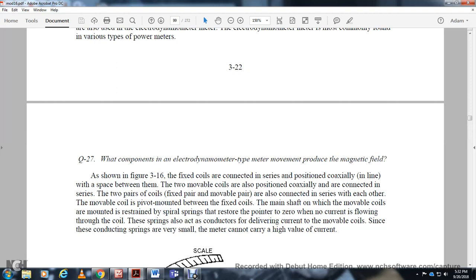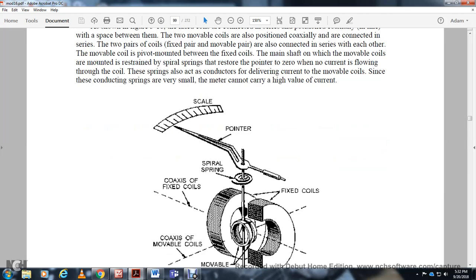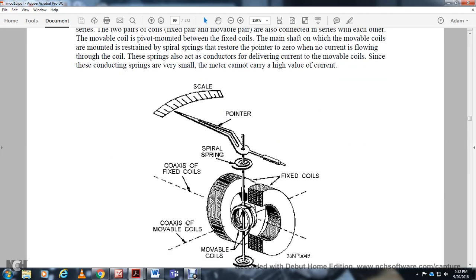The spiral springs restore the pointer to zero when no current is flowing through the coils. The springs also conduct current to the moving coils. These conduction springs are very small, so the meter cannot carry very high current. Labeled parts: scale, pointer, spiral spring, fixed coil, coaxial movable coil, movable coils, fixed coils.